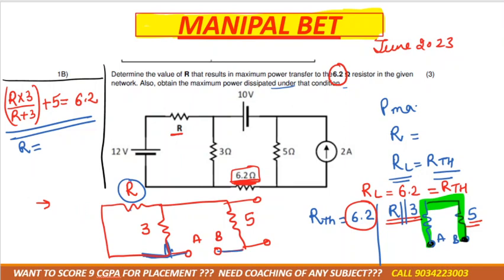Yes. Basically they have given you RL, right? That would be equal to RTH, right? And manually we will also solve the RTH. So we put the RTH equal, then we'll get the value for R. Correct?